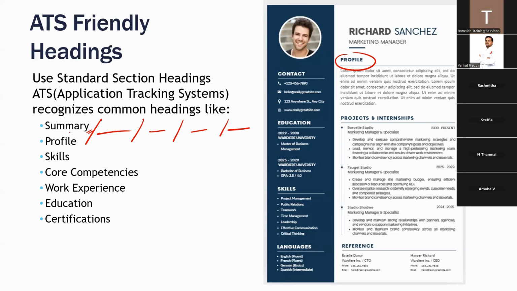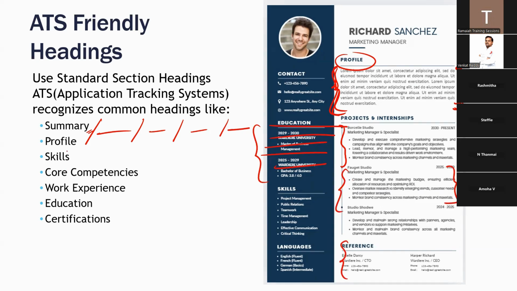use these common headings, and I have listed some of the common headings because application tracking system is looking for the sections, and when it is looking for certain sections, it is searching for certain type of headings. So somebody might write his profile summary here, someone else might write the profile summary here, maybe in some other resume the profile summary may be somewhere over here.